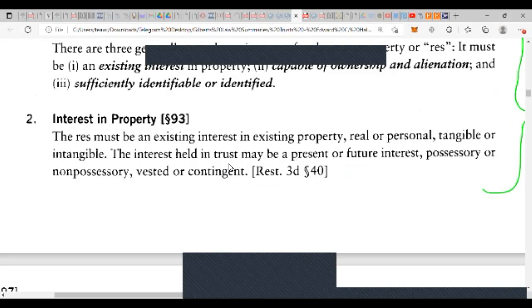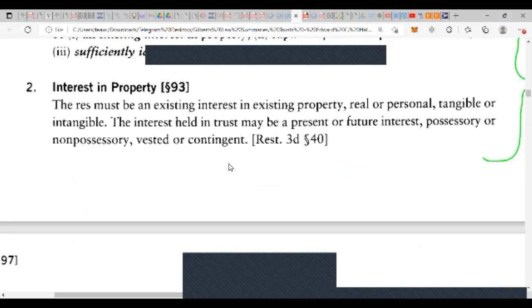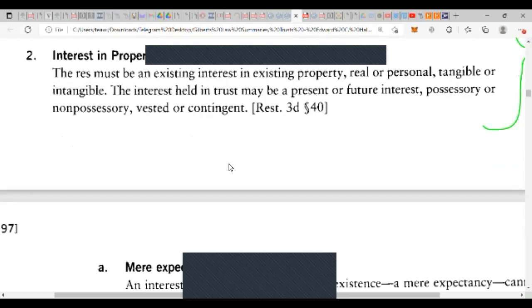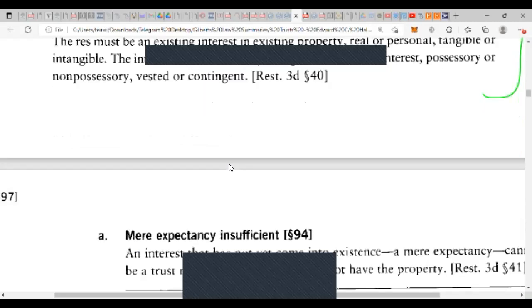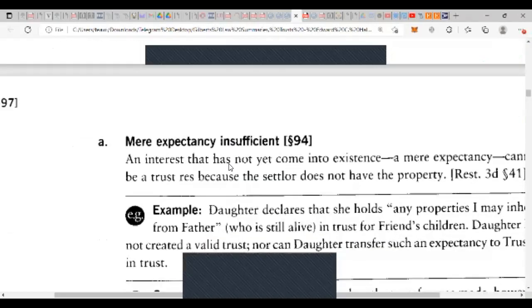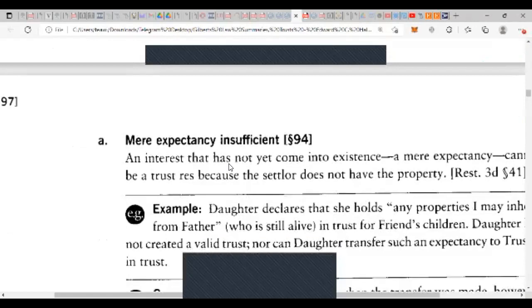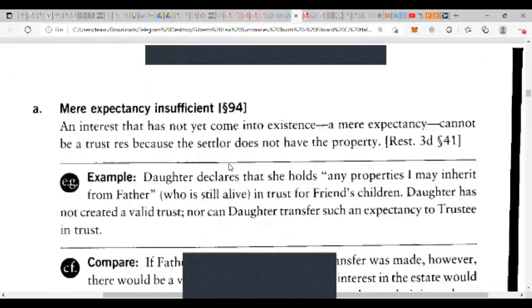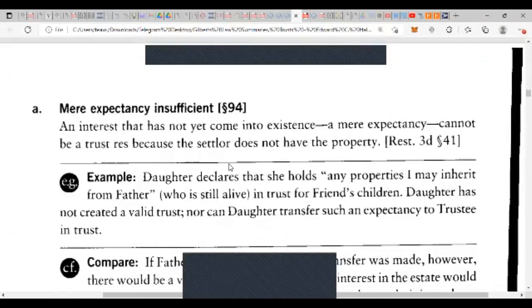Number two, interest in property, Section 93. The res must be an existing interest in existing property, real or personal, tangible or intangible. The interest held in trust may be a present or future interest, possessory or non-possessory, vested or contingent. Restatement Third, Section 40. A mere expectancy is insufficient, Section 94. An interest that has not yet come into existence, a mere expectancy, cannot be a trust res because the settlor does not have the property.